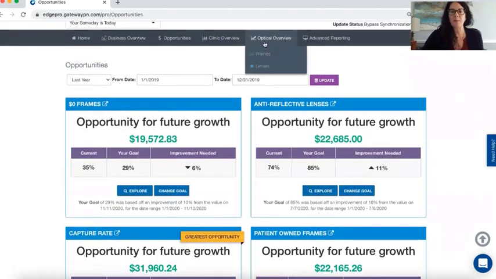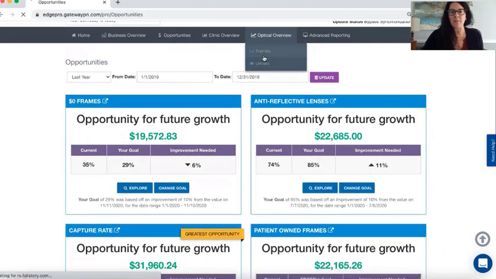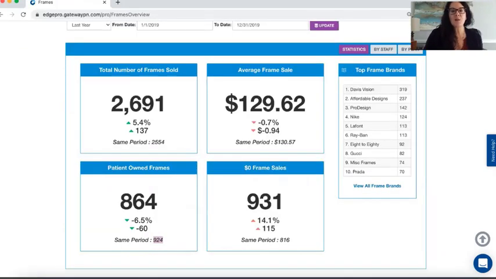We're going to jump over here into our optical overview, and I want to take a look at our frames. So this is our statistics page here, and what I love about this page is it gives me a really good idea of what's happening. So I can see here that, in the number of frames sold, we actually sold 137 more units in 2019 than we did in 2018. Our average frame sale in 2019 was $129.62. That's down 94 cents from the same time period of 2018, which was $130.57.